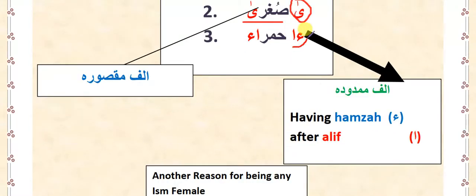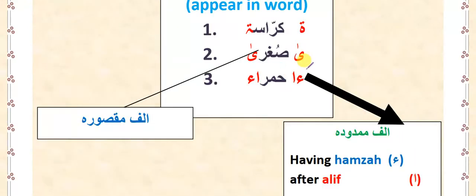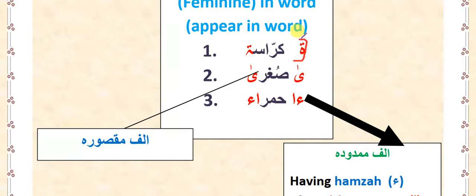And the last one is alife mamduda. What is alife mamduda? Having hamza after alif. So here, having hamza after alif, like humra. Okay, so there are three properties of female. The first one is the round shaped ta, the second one is alife maksura, and the third one is alife mamduda. If any ism has any of these three, we can say that ism is muannas.